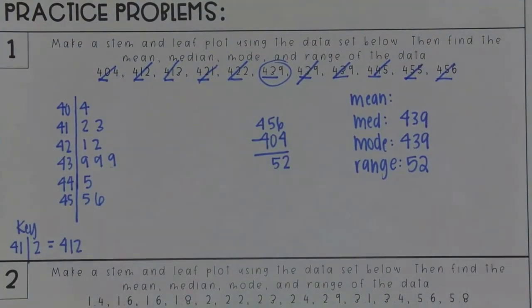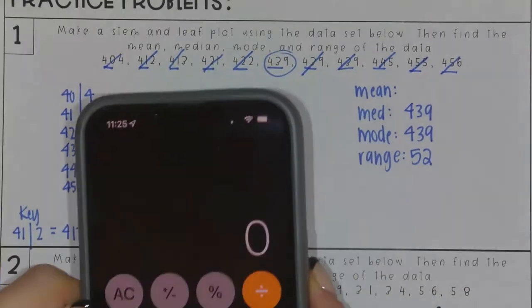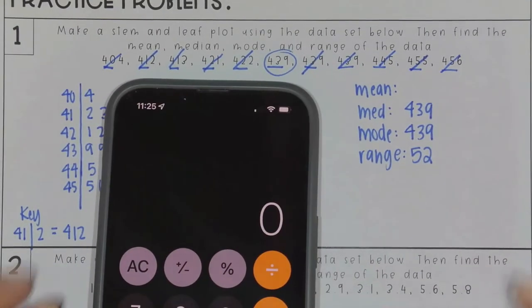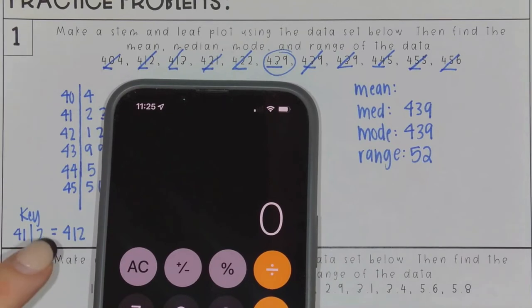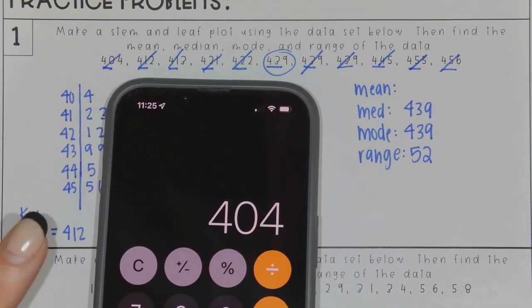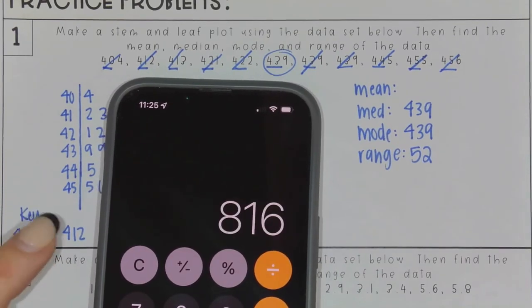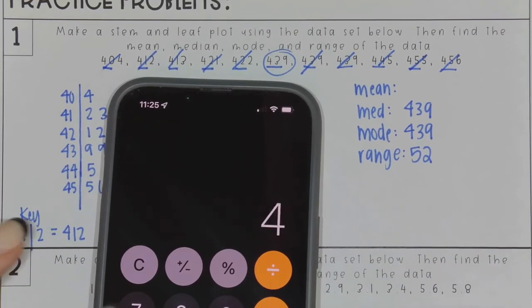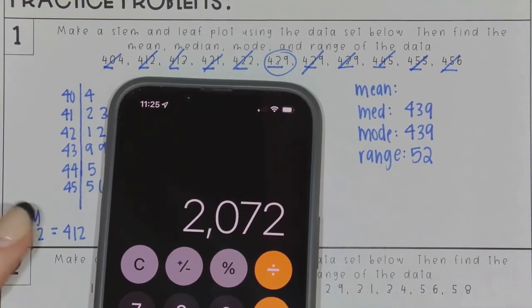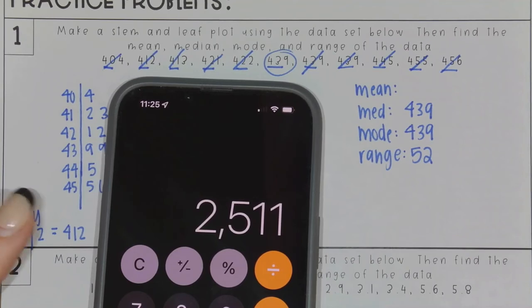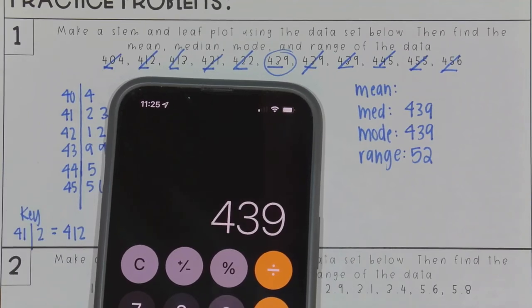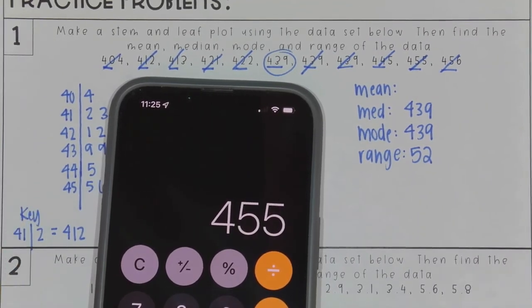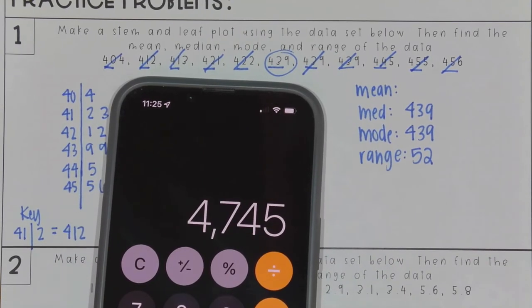And I'm actually going to cheat for my mean. Just for the sake of time, I'm going to use my calculator here. So I'm going to add up all of my data values. So that'd be 404 plus 412 plus 413 plus 421 plus 422 plus 439 3 different times, so there's 3, plus 445 plus 455 plus 456.